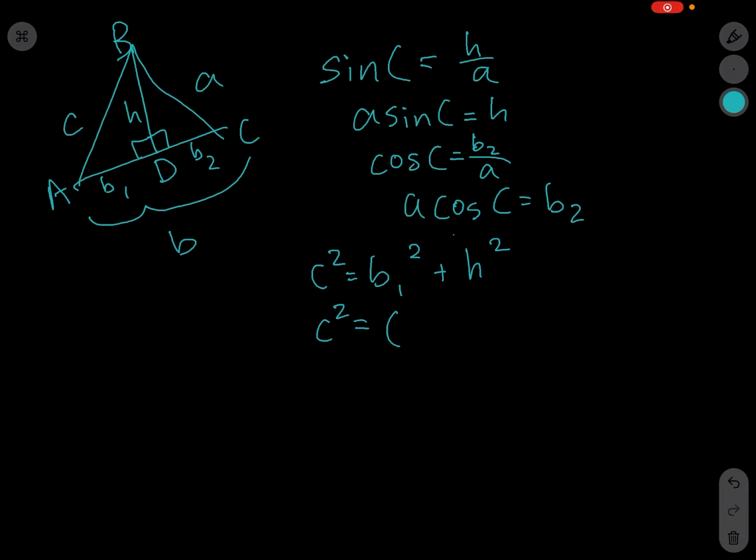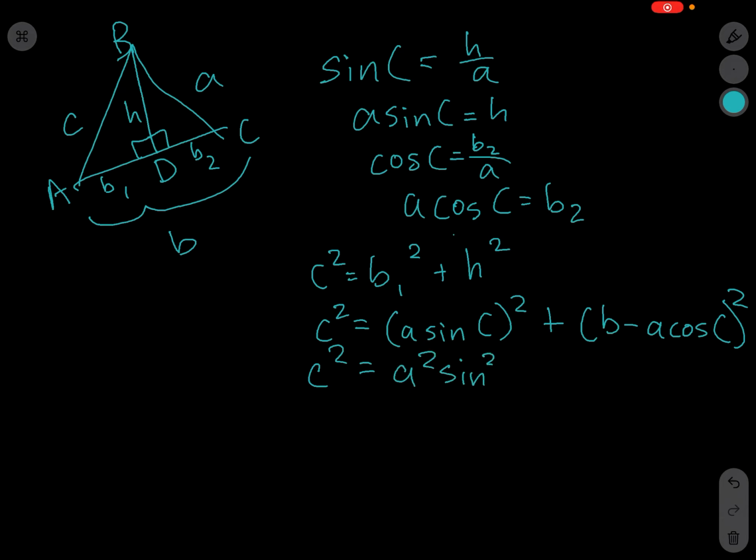We can just substitute the H we have on top. Put the H first: A sine C squared plus, and we don't know what B1 is, but we know what B2 and B are, so we can do B minus A cosine C, from here, A cosine C squared, and then we can just use the exponents. Just get rid of the exponents. So A squared sine squared C plus, and we need to factor this out.